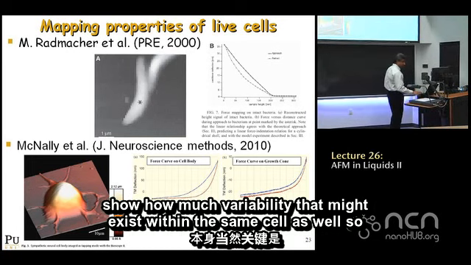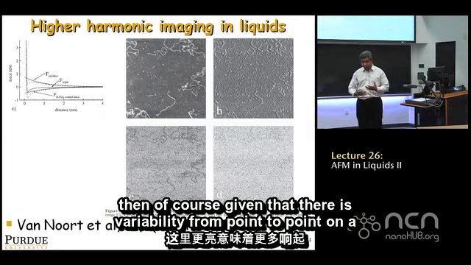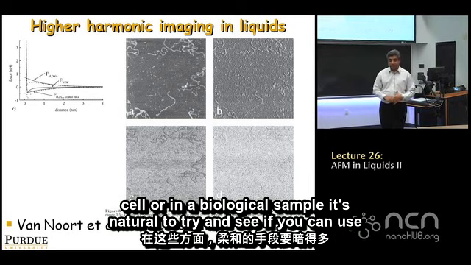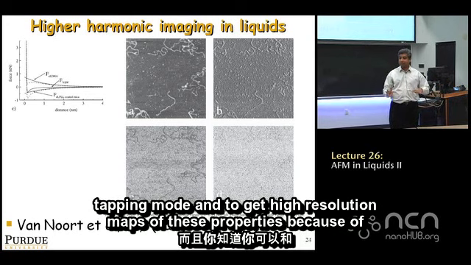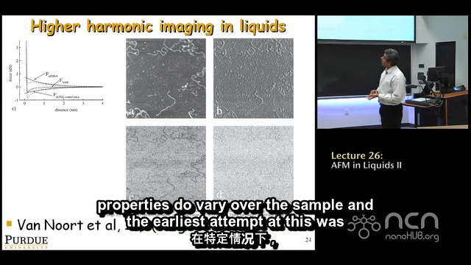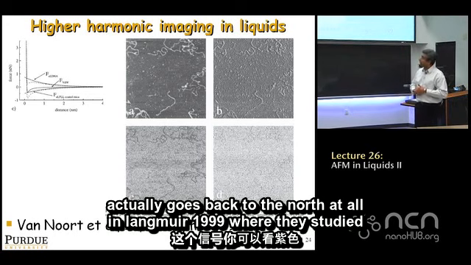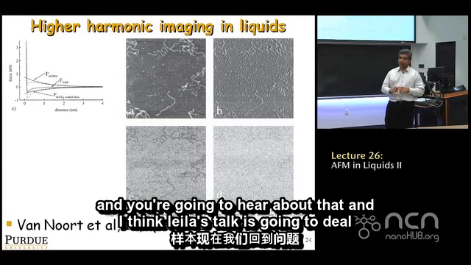So then, of course, given that there is variability from point to point on a cell or in a biological sample, it's natural to try and see if you can use tapping mode to get high resolution maps of these properties, because the properties do vary over the sample. The earliest attempt at this goes back to Van Noort et al. in Langmuir, 1999, where they studied something called higher harmonic imaging, and you're going to hear about that. I think Leila's talk is going to deal with that.